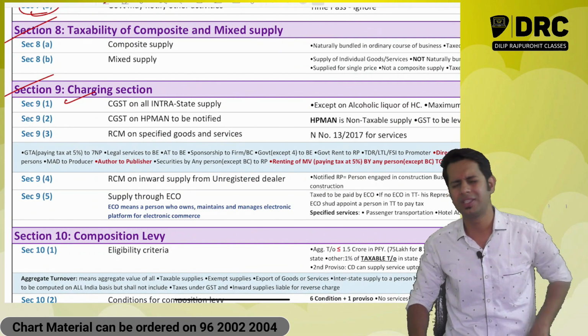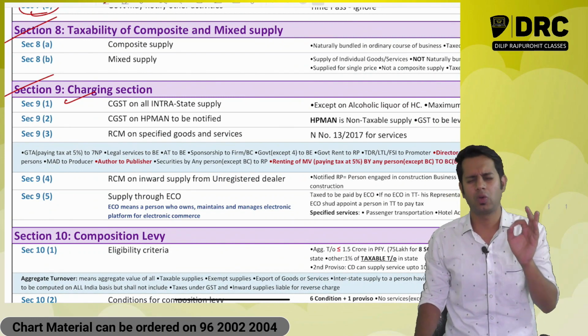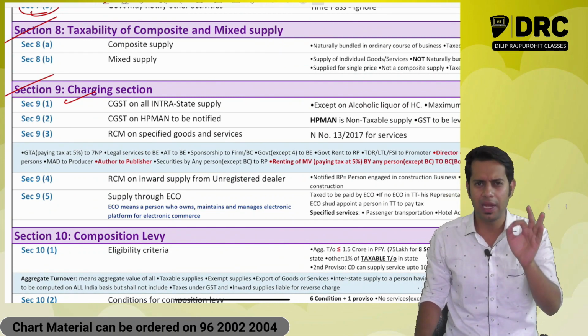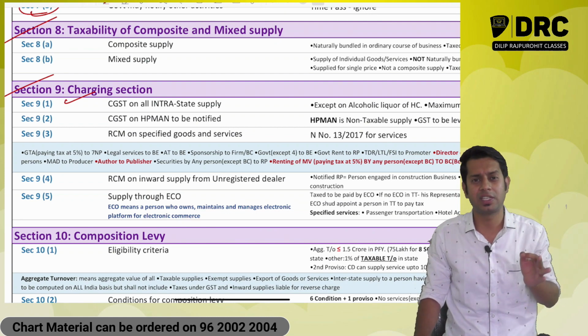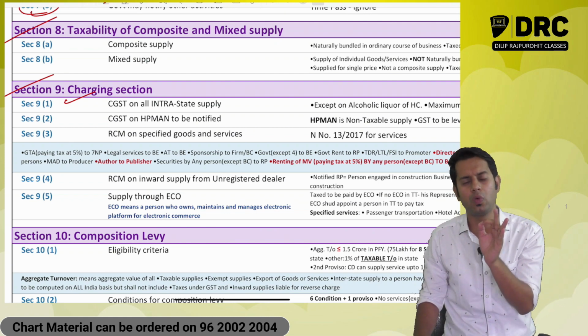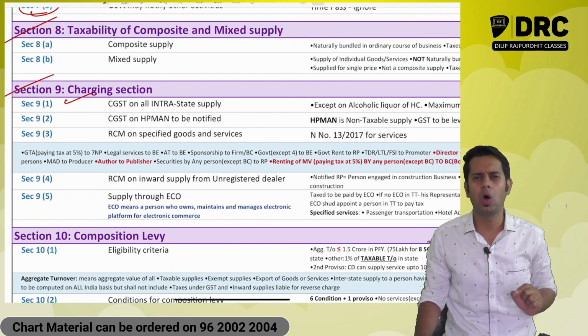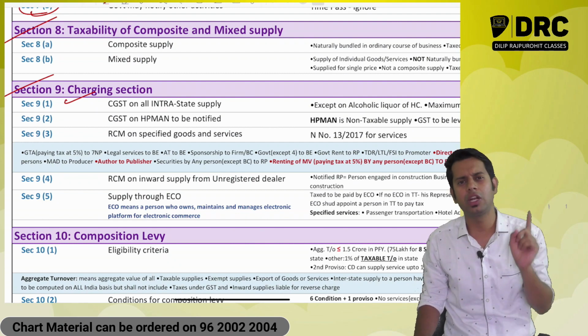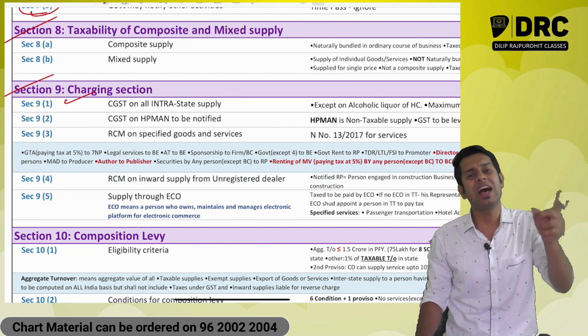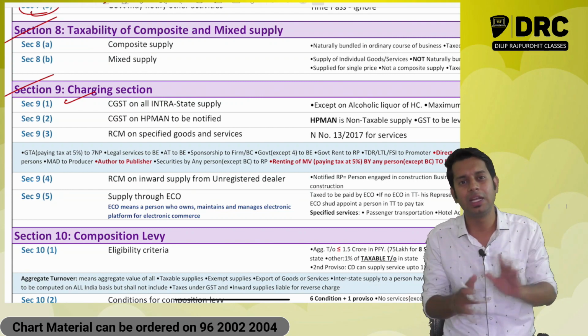Section 9 subsection 1 says, subject to the provisions of subsection 2, there shall be levied a tax called as central goods and services tax on all intrastate supply of goods or services or both, except on alcoholic liquor for human consumption on a value determined under section 15 at such rates as may be notified by the government, not exceeding 20%.